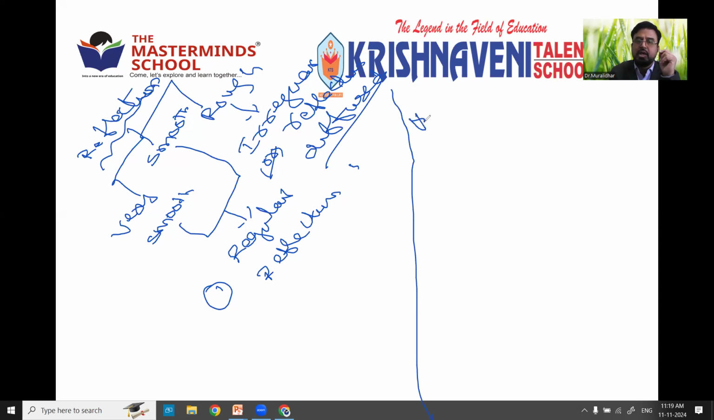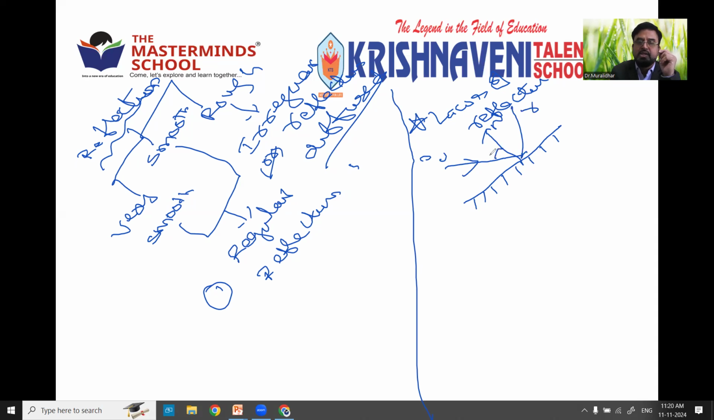Then, after knowing about the reflection, there are some laws proposed. The laws of reflection. In a simple way, look at the diagram here. This is the normal, the perpendicular one. This is the incident ray. This is the reflected ray. This is the angle of incident. This is the angle of reflection.